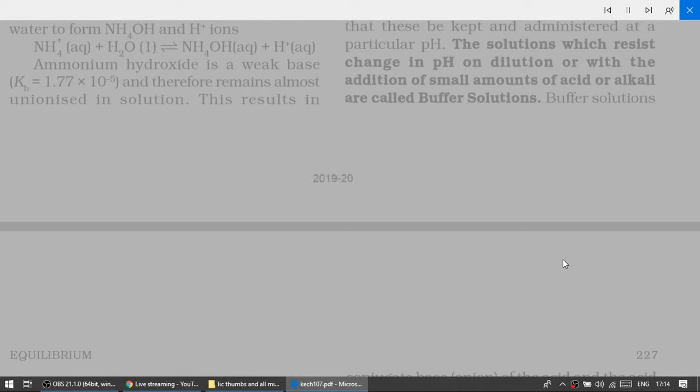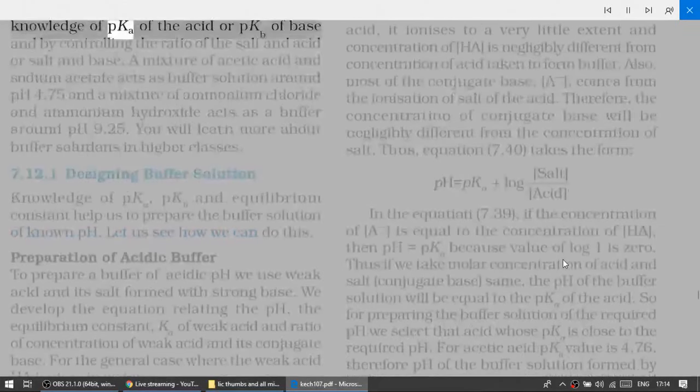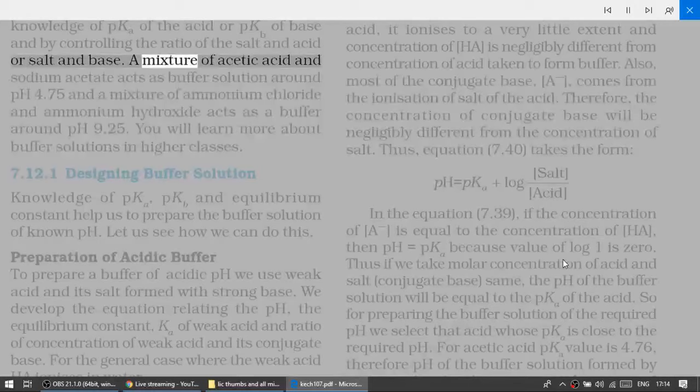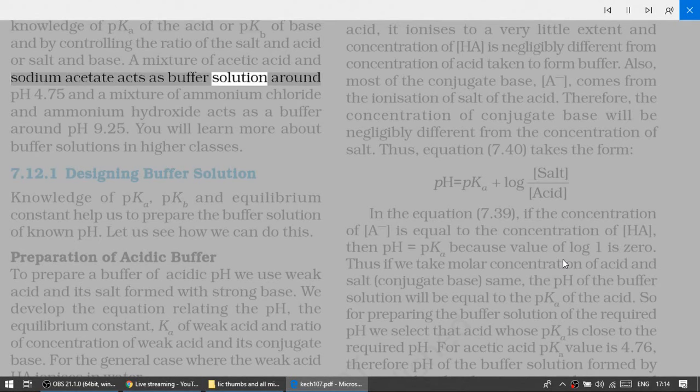Buffer solutions of known pH can be prepared from the knowledge of the pKa of the acid or pKb of the base, and by controlling the ratio of the salt and acid or salt and base. A mixture of acetic acid and sodium acetate acts as a buffer solution around pH 4.75, and a mixture of ammonium chloride and ammonium hydroxide acts as a buffer around pH 9.25. You will learn more about buffer solutions in higher classes.